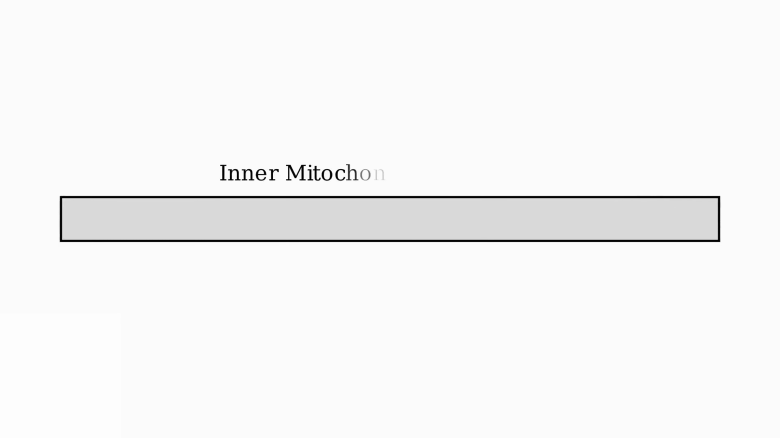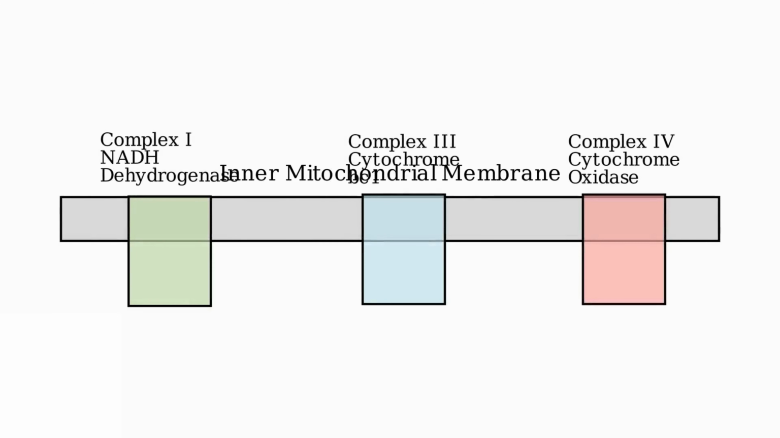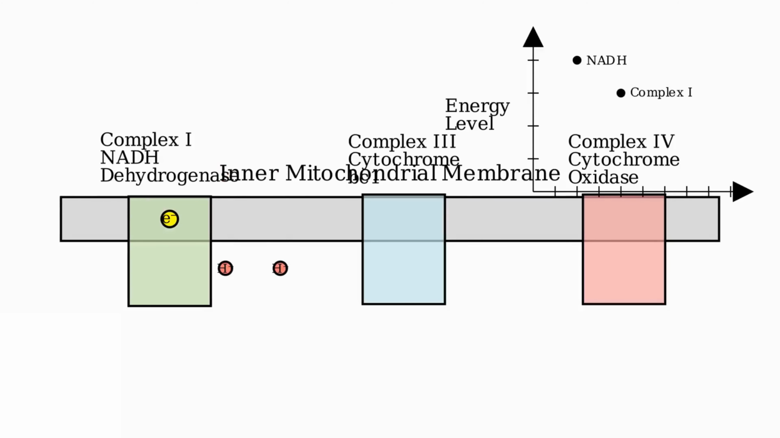The electron transport chain consists of protein complexes embedded in the inner mitochondrial membrane. Electrons enter the chain at complex 1, NADH dehydrogenase, with high energy. As electrons move through complex 1, their energy is used to pump protons across the membrane. The electrons then move to complex 3, cytochrome BC1, where more protons are pumped.